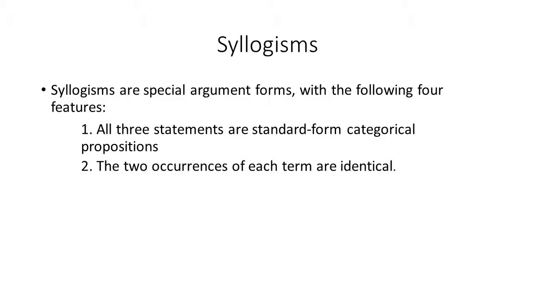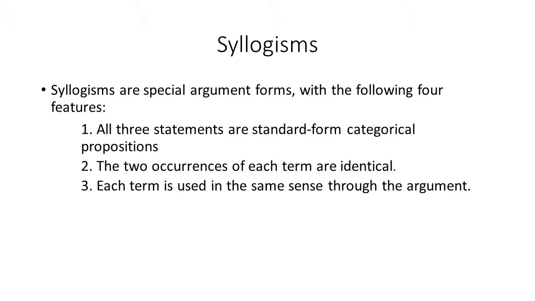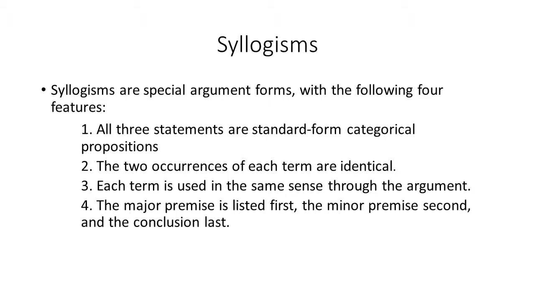Second, as we'll see in these arguments, each term, predicate term and subject term, in the various propositions occurs twice. And we want those to be identical. We'll talk more about this in a moment. Each term is used in the same sense throughout the argument. And then the major premise is listed first, the minor premise second, and the conclusion last. Major premise, minor premise, what are those? Well, let's come back to it in a second. I'm going to go through these one by one and say a little bit more about them.